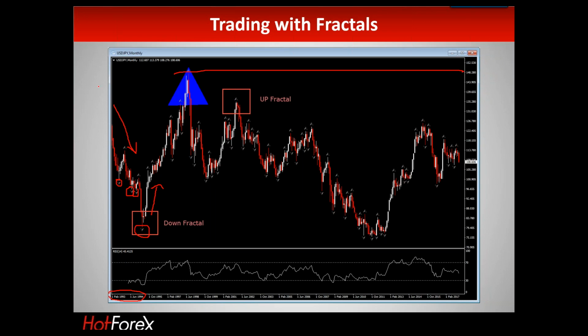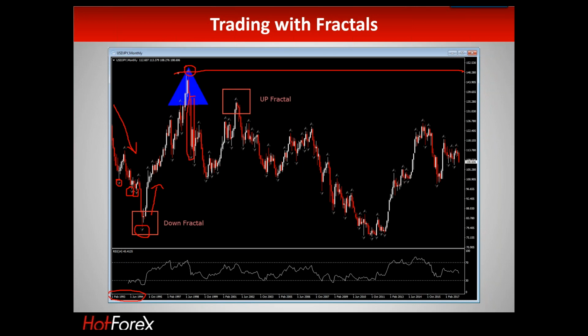148. That is a massive move to the upwards. In this area over here, another fractal was formed, an upper fractal this time, which was confirmed with two really sharp, big candles. Can you see this? This is massive.